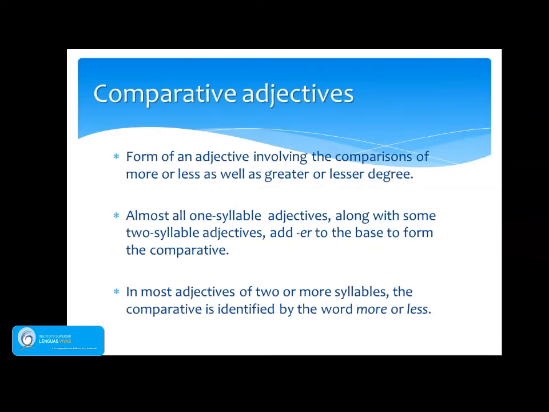Now, comparative adjectives. You may be well aware of the rules by now. They are forms of an adjective involving the comparisons of more or less, as well as greater or lesser degree. And, well, you know the rules, yes. One-syllable adjectives along with two-syllable adjectives add -er to the base form of the comparative, and in most adjectives of two or more syllables, the comparative is identified by the word more or less.